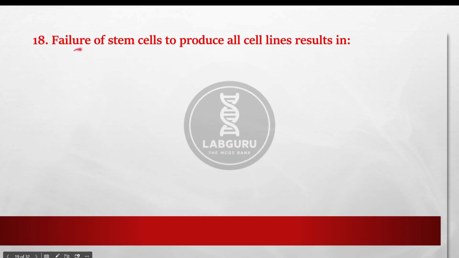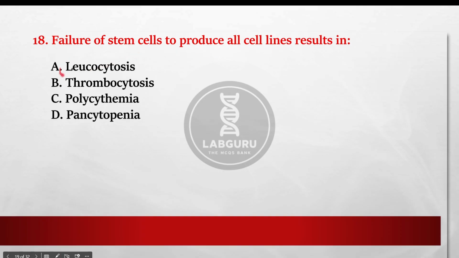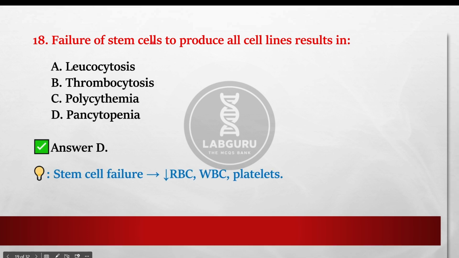Question number 18. Failure of stem cells to produce all cell lines results in. All cell lines means there are RBC cell lines, WBC cell lines, and platelet cell lines. So here the options are: option A leukocytosis, option B thrombocytosis, option C polycythemia, and option D is pancytopenia. So pancytopenia is a term used to define if there is a failure of stem cells to produce all cell lines, means there is a decrease in all three cell lines. The right answer is option D. Stem cell failure equals a decrease in RBC, WBC and platelet cell lines.